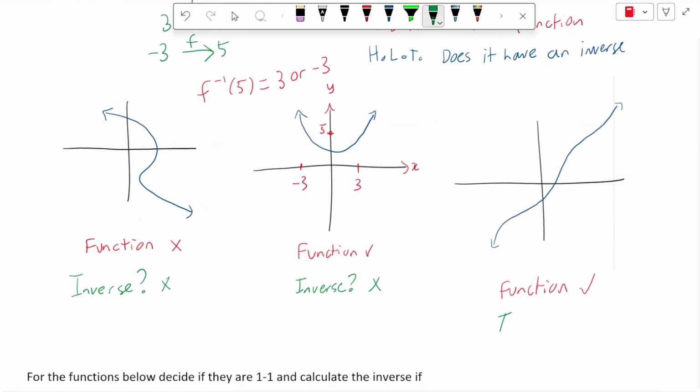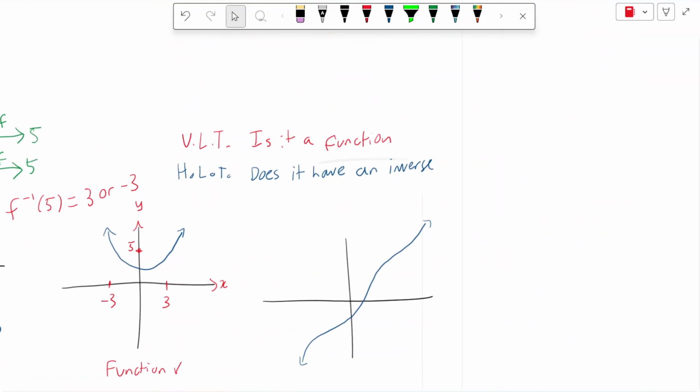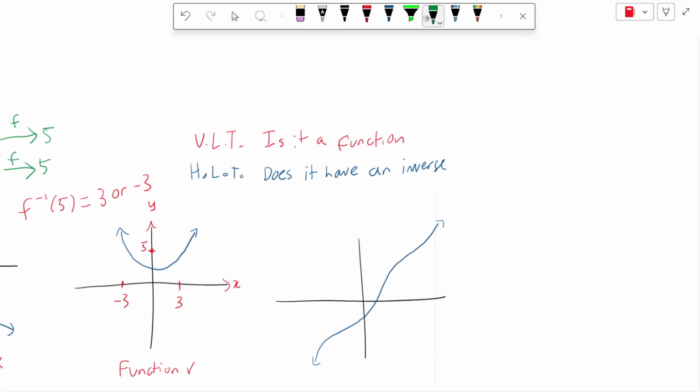This last one does have an inverse. Now, we have a special name for whether it's got an inverse or not. So we say, if yes, then the function is 1-to-1. And another word for this is injective.